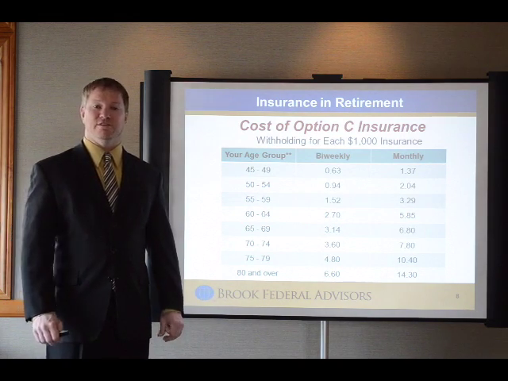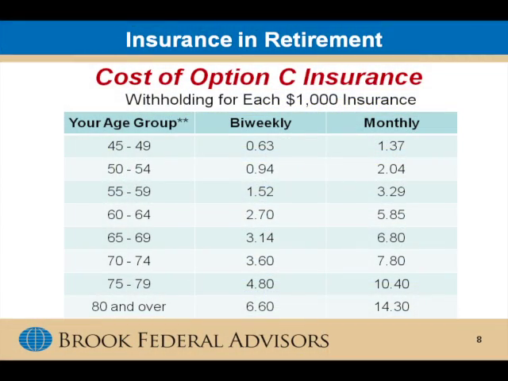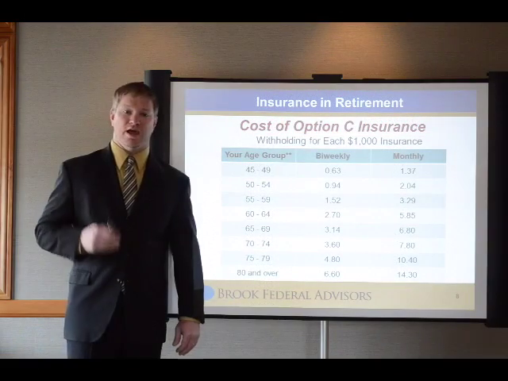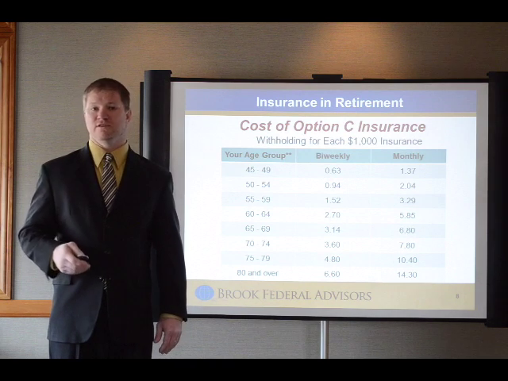Now we're going to take a look at option C. Again, very similar. You see that the cost at age 45 is 63 cents, you're more than double up to age 55, and more than double again up to age 65. So as you keep hitting those 5-year age thresholds, those costs will increase rather rapidly.